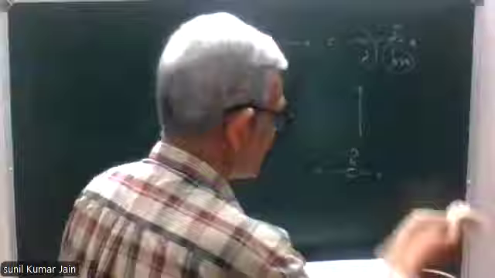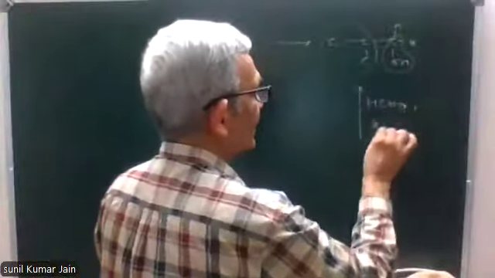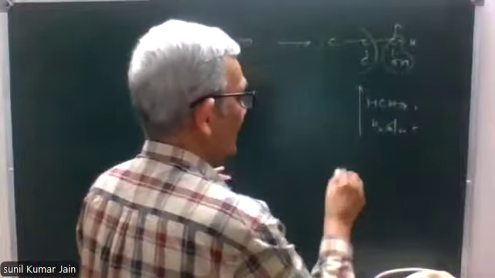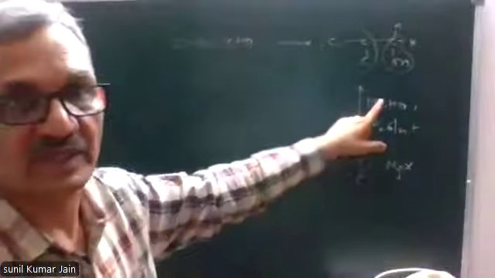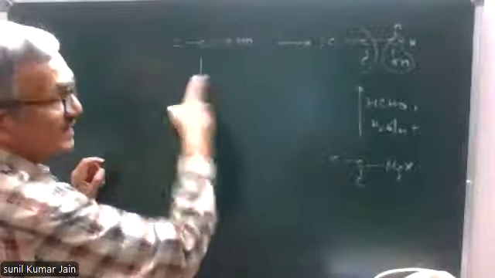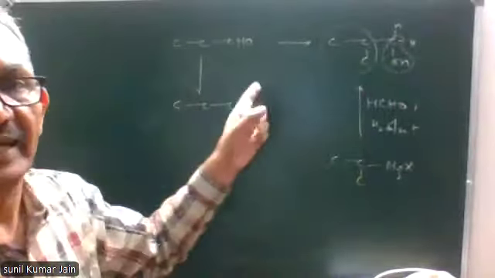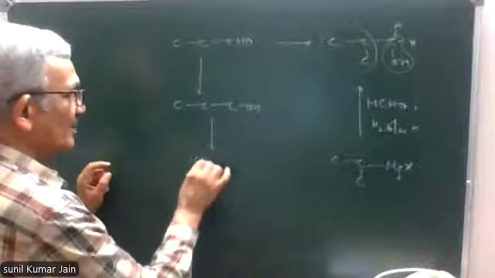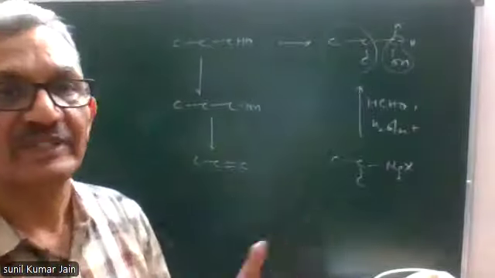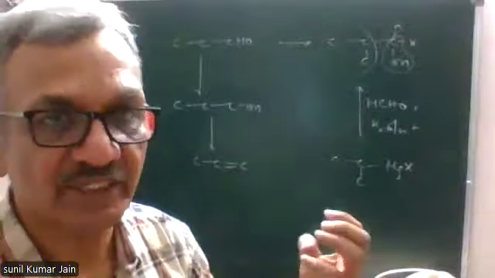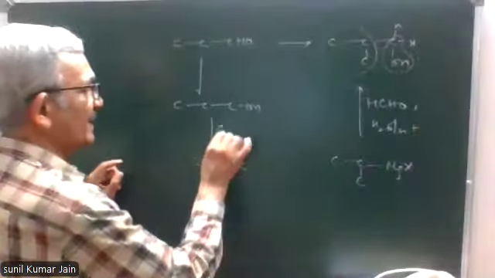No, I'll change its position. HCHO will be on the arrow, hydrolysis, and isopropyl Grignard will be reacted with this compound. How to convert this into this? Reduction, LiAlH4. We can use dehydration. I'll teach you dehydration today itself. This is concentrated sulfuric acid at 170 degrees centigrade.